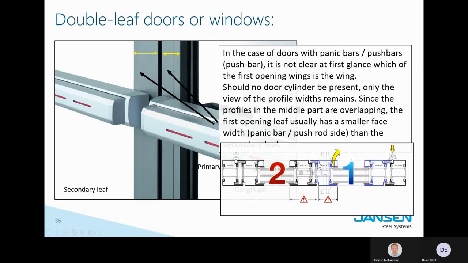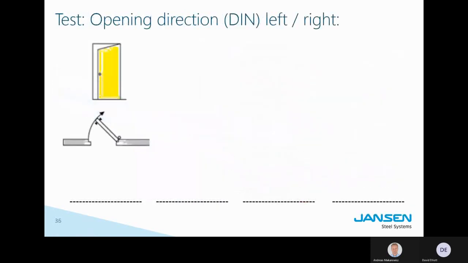The flange is on the outside, so the flanged side will be on the outside where you push open the door. So here the thinner profile will be the first opening, the wider one the secondary leaf. Okay, good. Then again, here it would be a little test, the door opening direction.